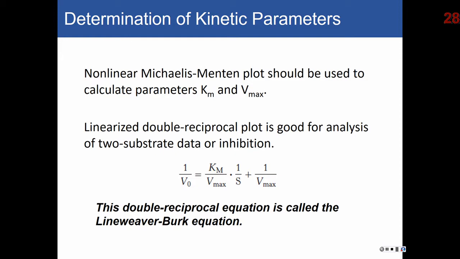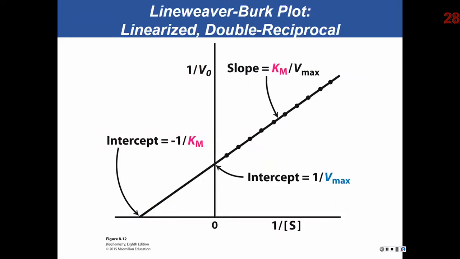So those are these double reciprocal plots, and they're really good for analyzing two-substrate data or inhibition data. We usually look at inhibition data using Lineweaver-Burk plots. This double reciprocal equation, which is shown right here, is the Lineweaver-Burk equation, and that's what we use to produce those linear equations. And this is what it looks like.